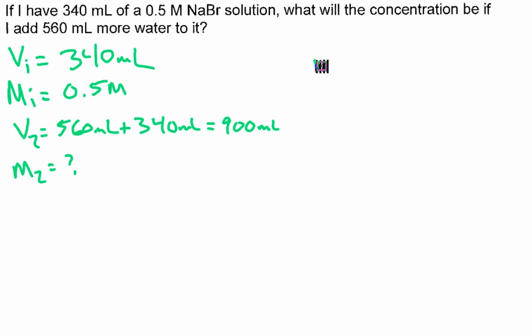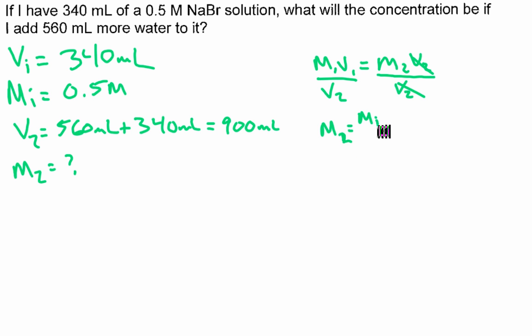So there's a real simple formula for that. M1 V1, or MI VI in this case, is equal to M2 V2. And we're looking for M2, so let's get M2 all by itself. We're going to divide each side by V2, and they're going to cancel out over there. So our M2 is equal to M1 V1 over V2.